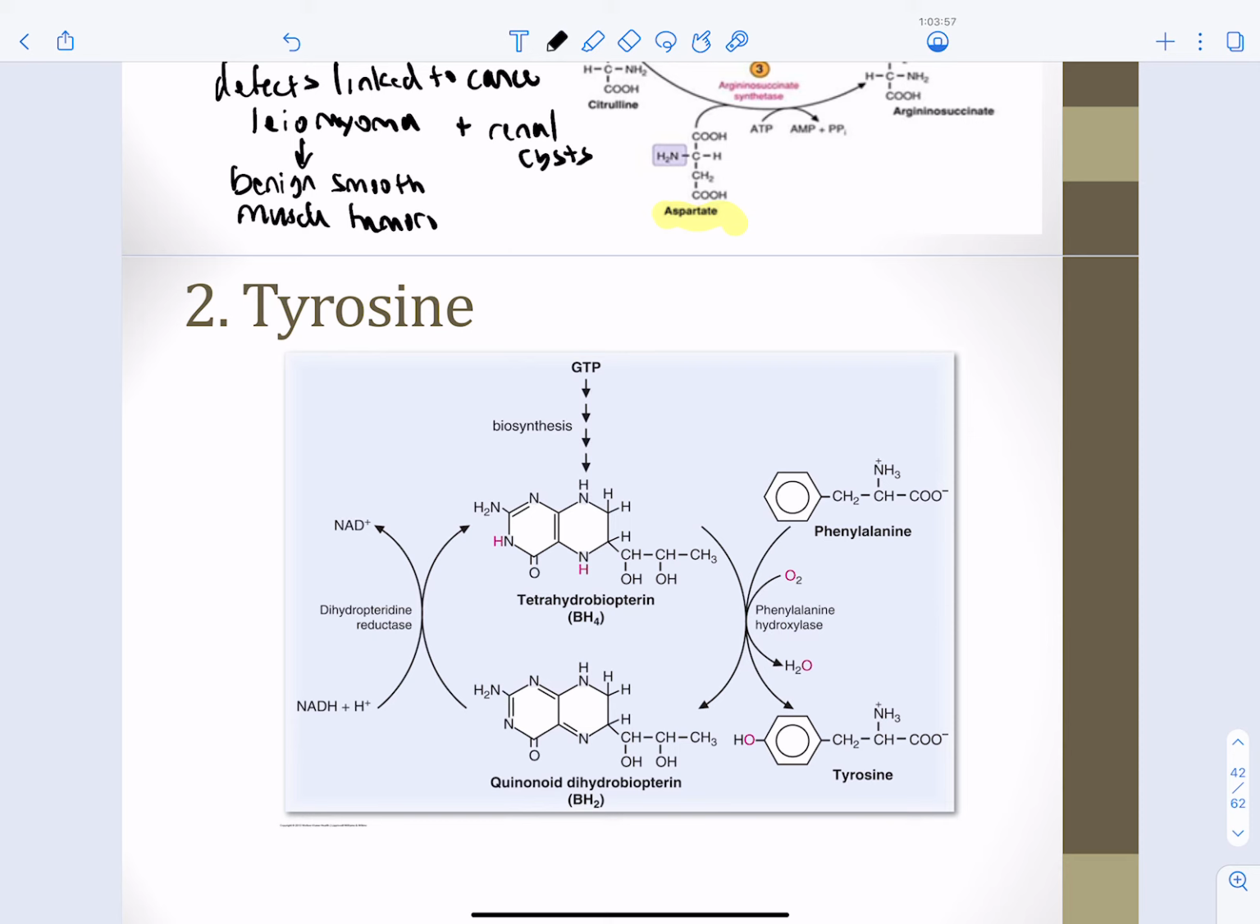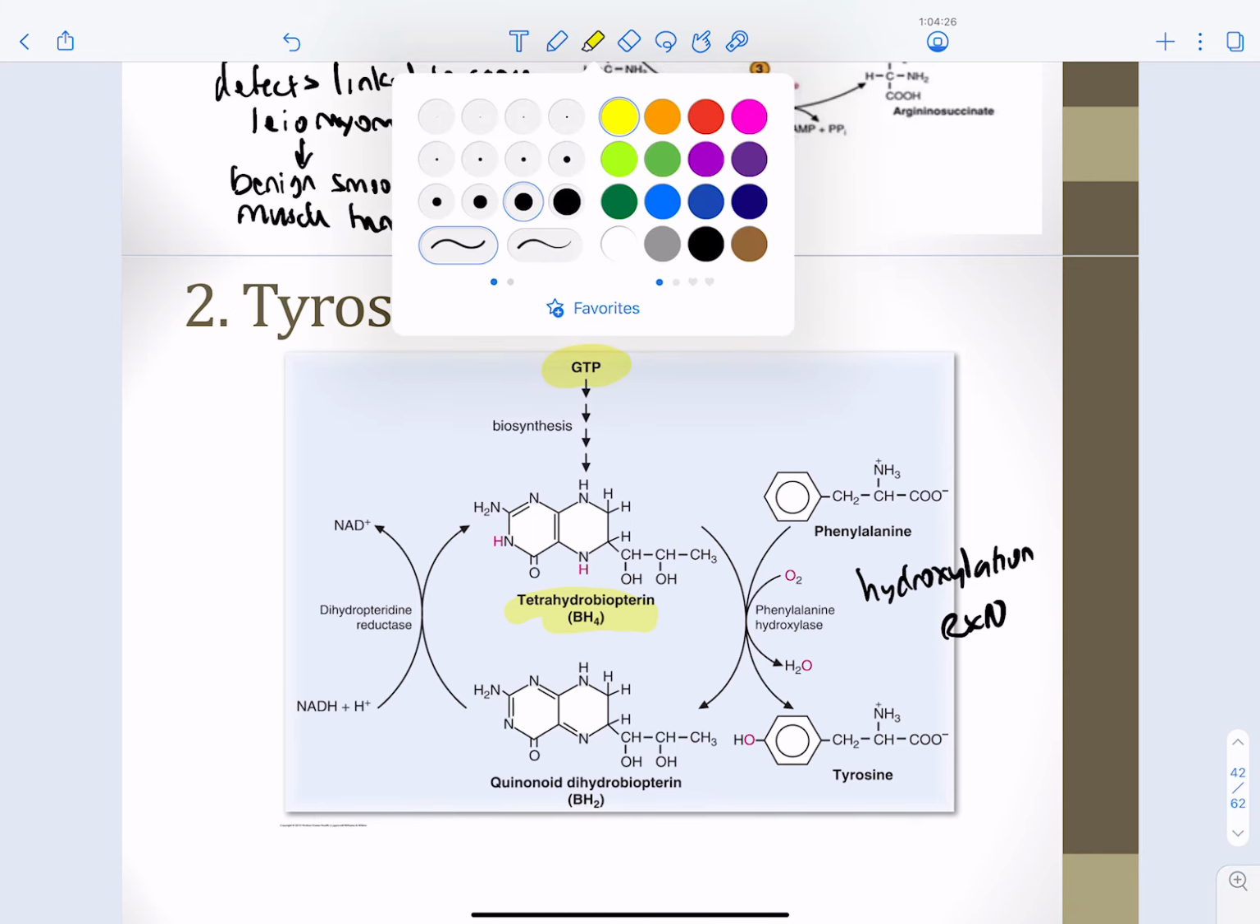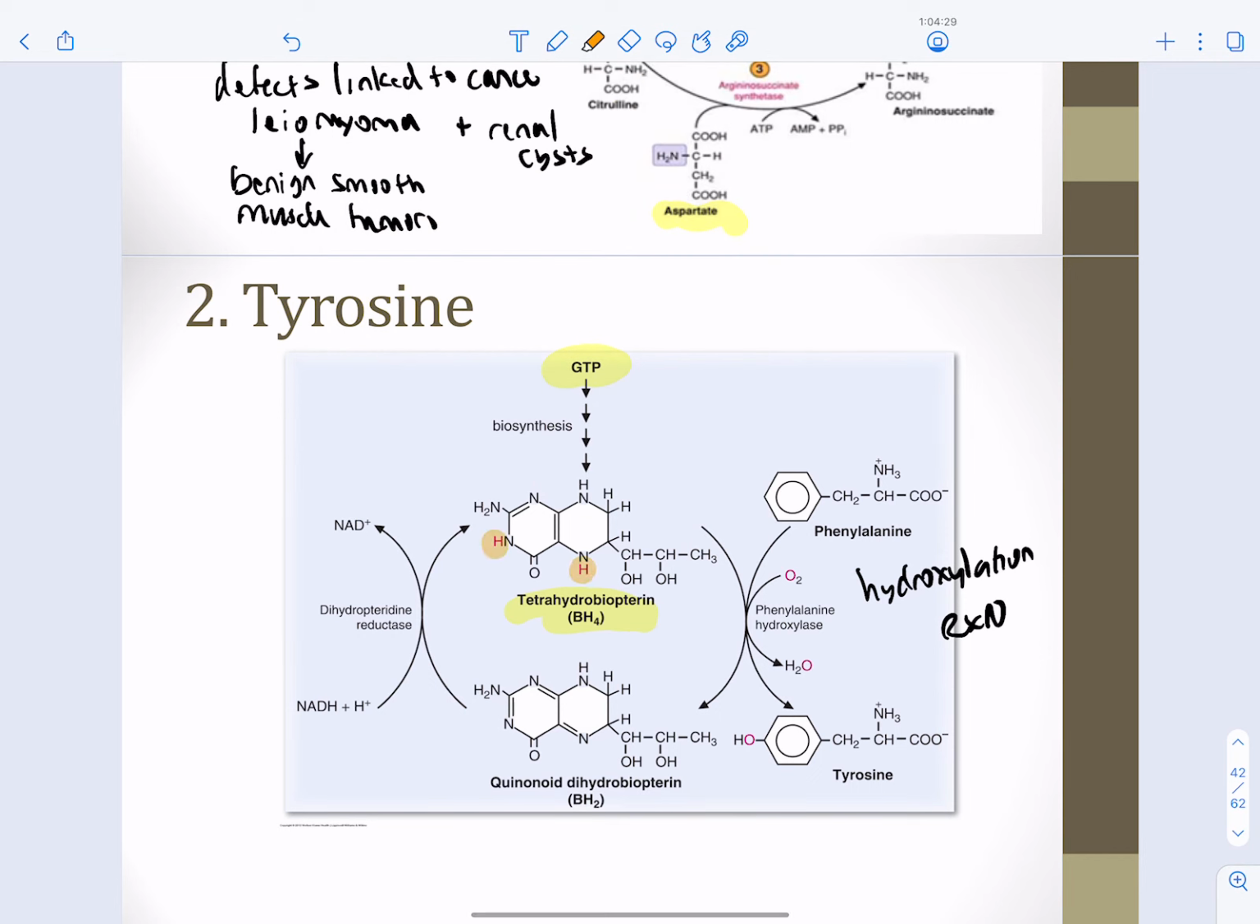So phenylalanine is converted to tyrosine, and this is through a hydroxylation reaction. And this is going to require tetrahydrobiopterin. Important to point out, tetrahydrobiopterin is formed from GTP. So our cells make tetrahydrobiopterin. And the hydrogens that are important here I'm going to show are these two here. So we have two hydrogens, and these are the two hydrogens that are going to form water.